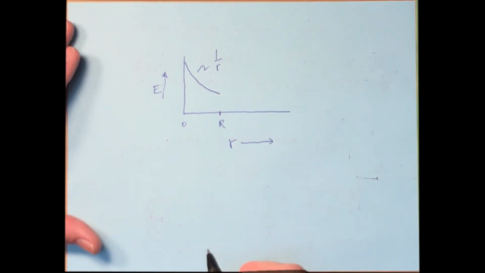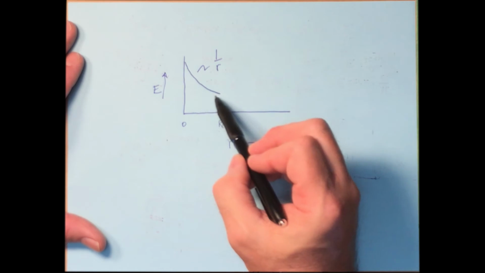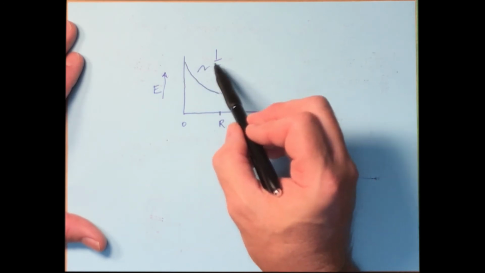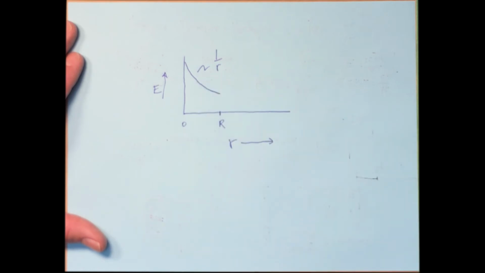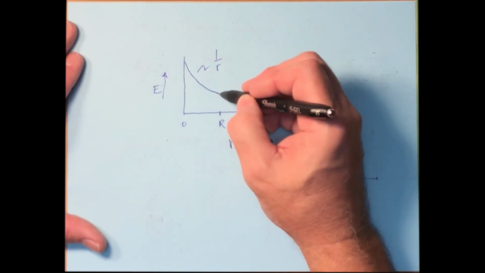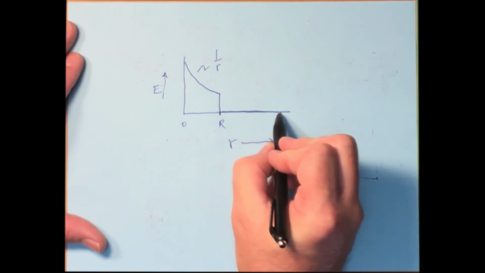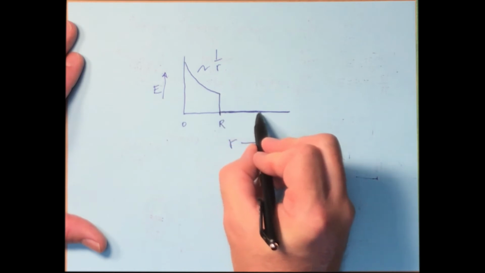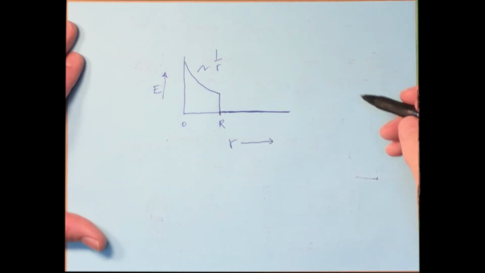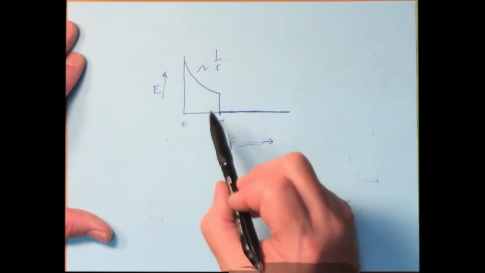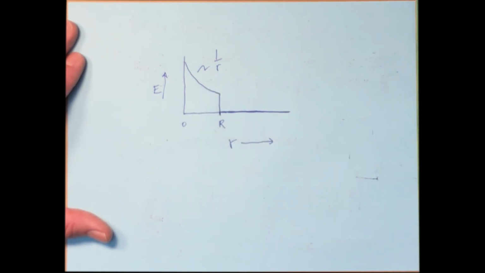If I were just sketching, 1 over R squared would look similar, so you can't really tell the difference from a real sketch. That's why I add that to show that it falls off as 1 over R. But at R, it suddenly drops off to nothing. And on the outside here, it's 0 all the way to infinity. So if we were to graph the electric field for a coaxial cable, it would look like this. And that's kind of important that you be able to do that.